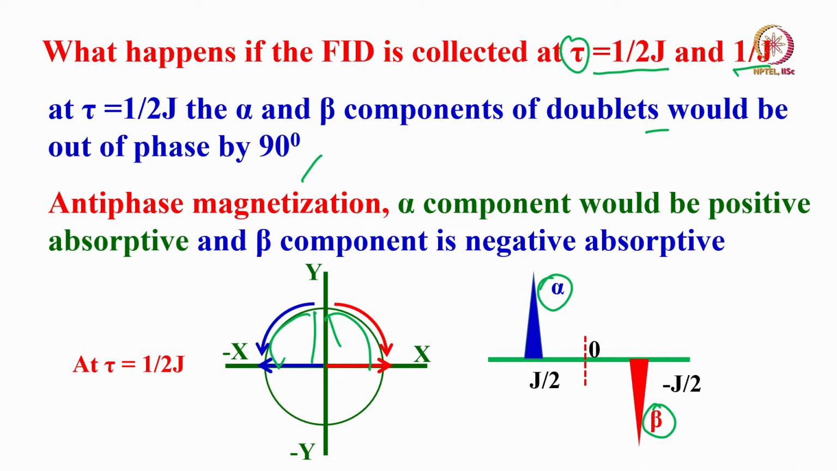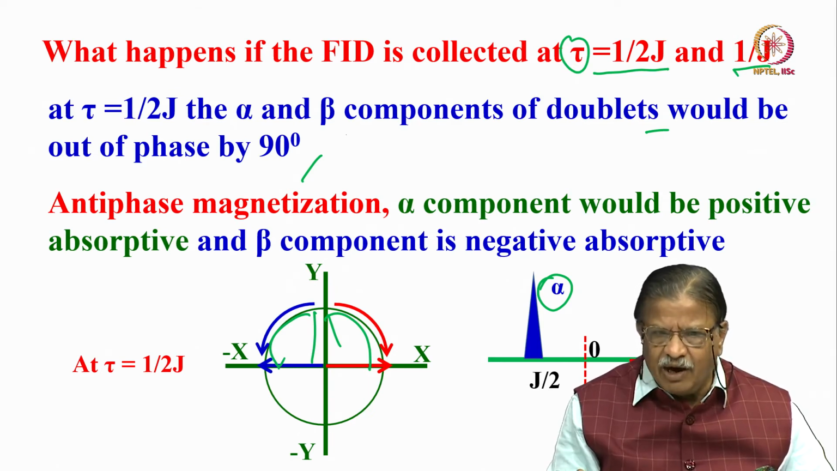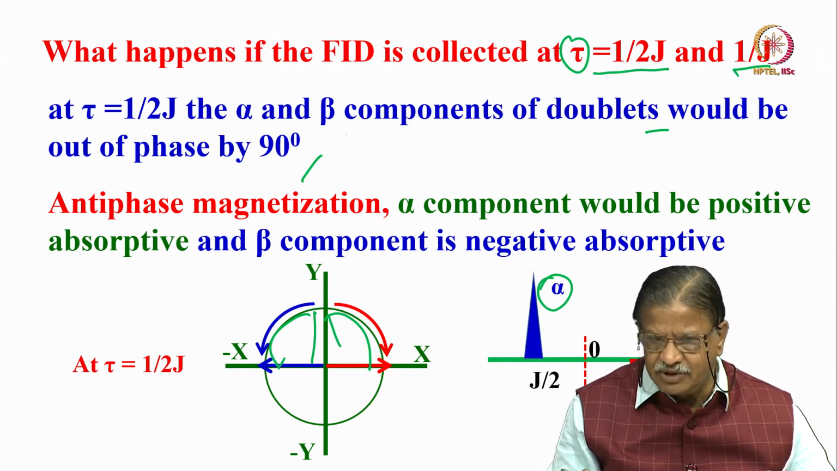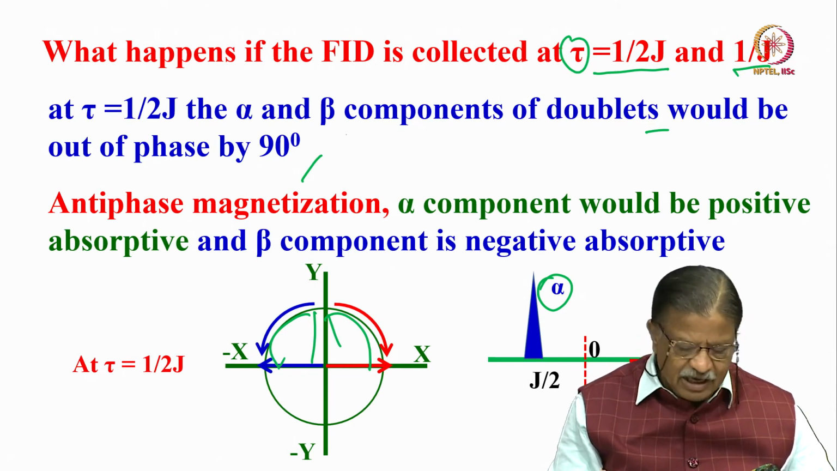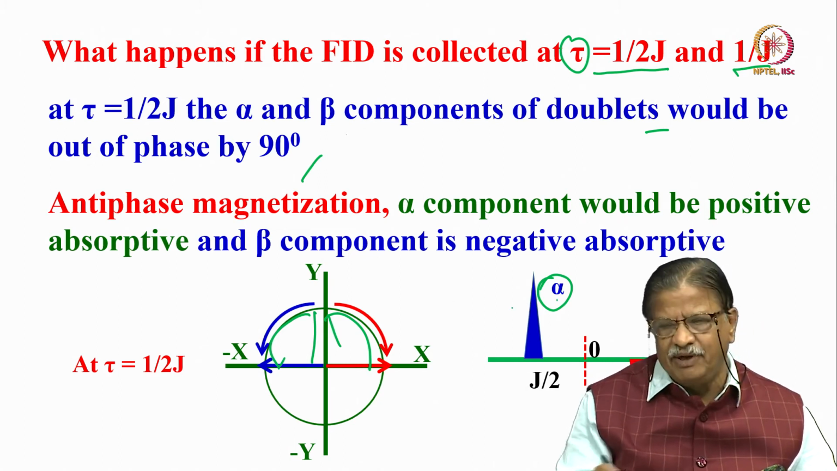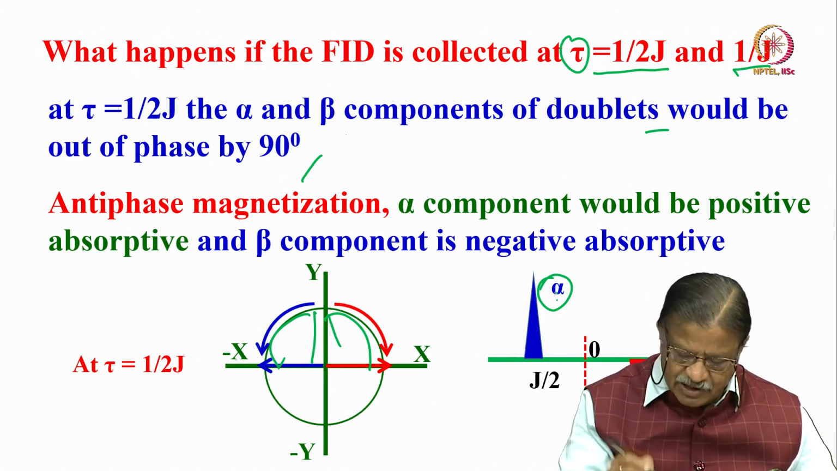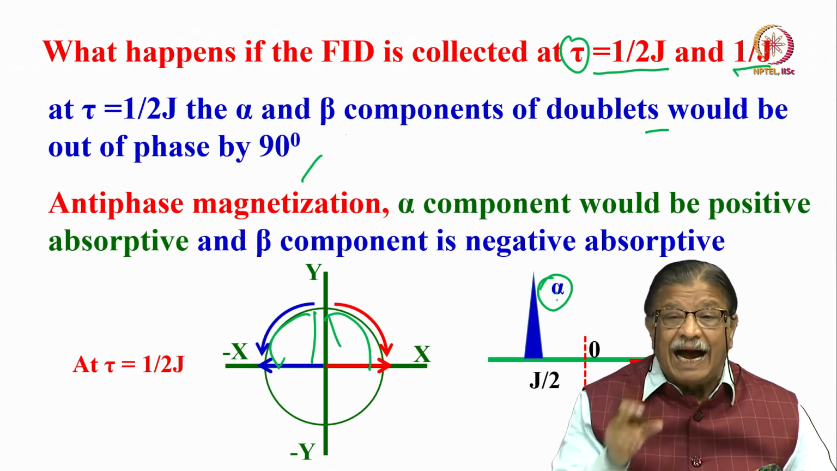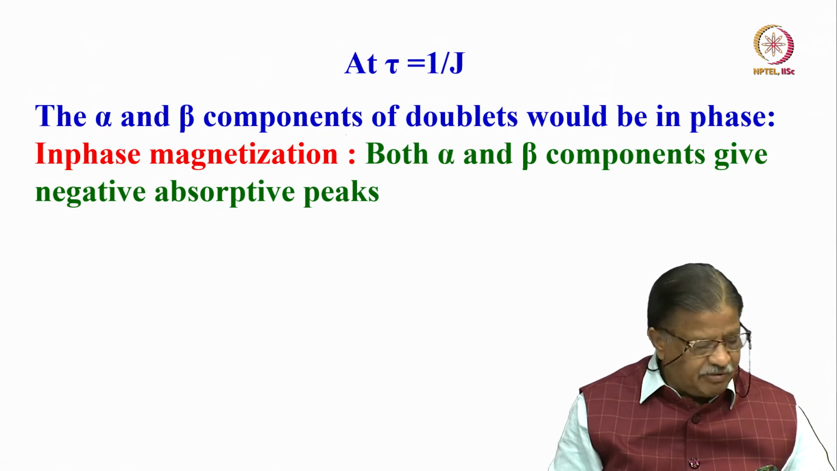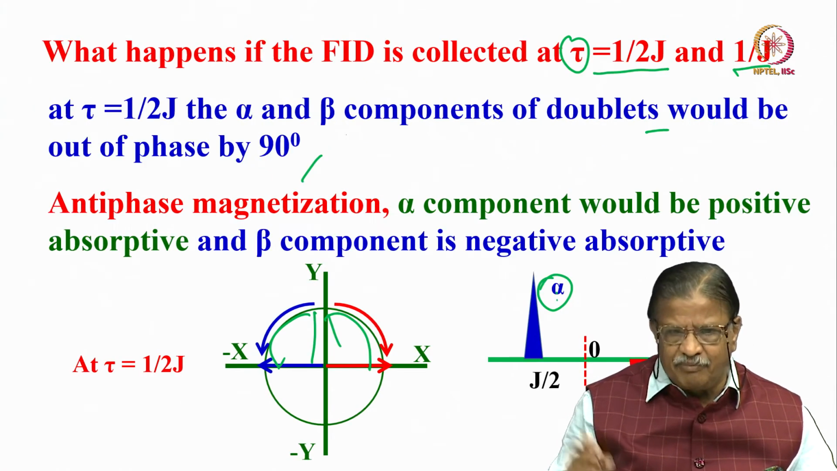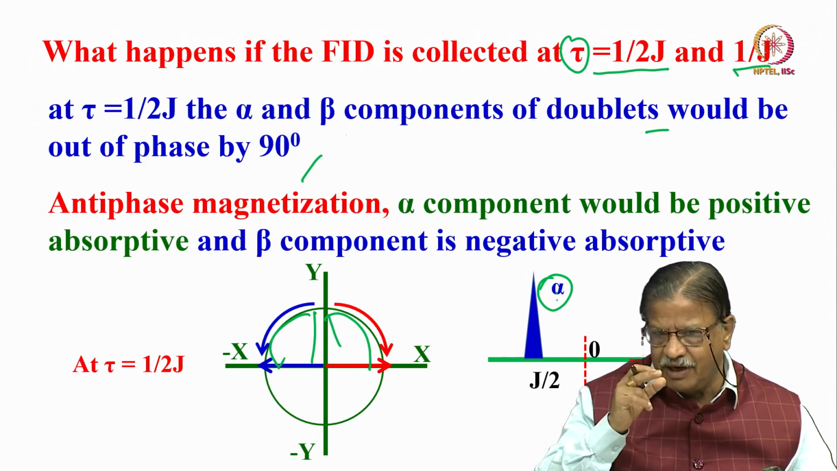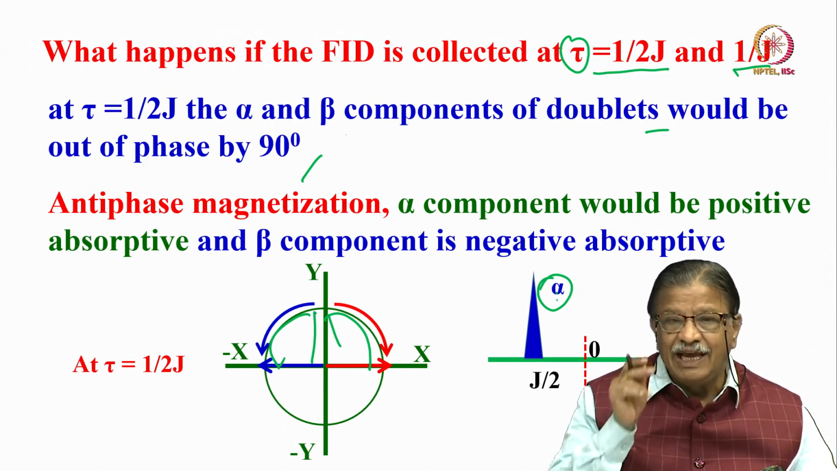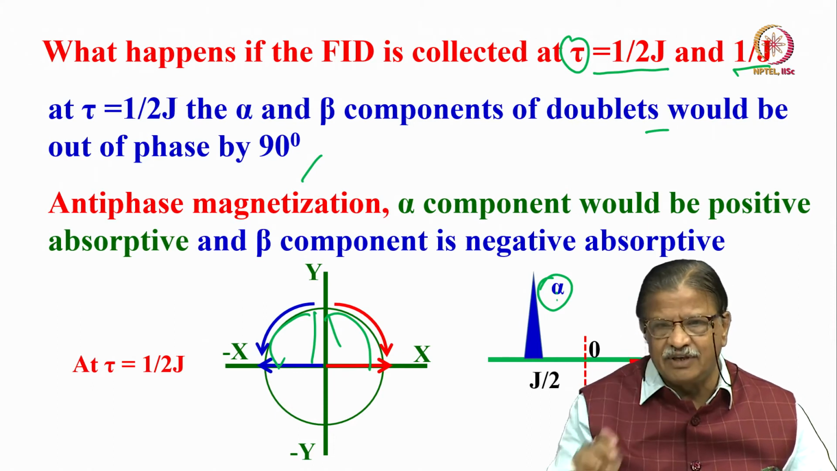I did not do anything. I allow the free induction decay to evolve for some time. The time is equal to 1 over 2J, in which case we see that of the doublet components, one has positive intensity and the other has negative intensity. This is called an anti-phase doublet. Remember, the previous one we got was an in-phase doublet, both in phase, both positive. Here one is positive, the other is negative. This is called an anti-phase doublet.